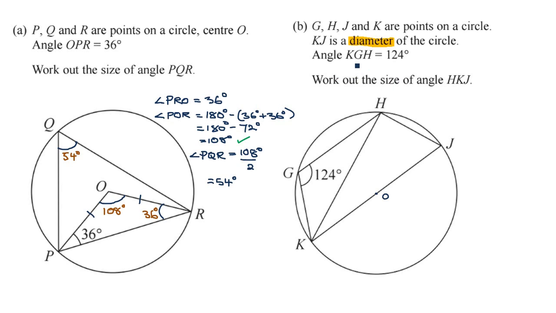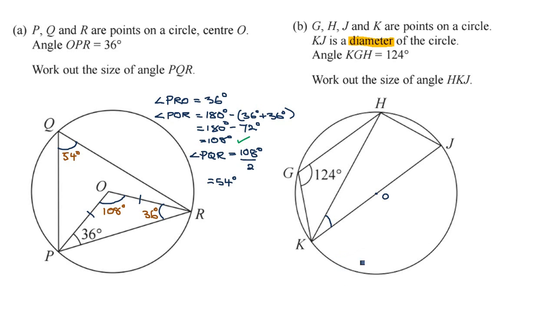Angle KGH is 124 degrees, so that's marked on the diagram. And we've got to work out the size of angle HKJ. Now let's be careful here. HKJ, so that's this angle here. That's our target angle.